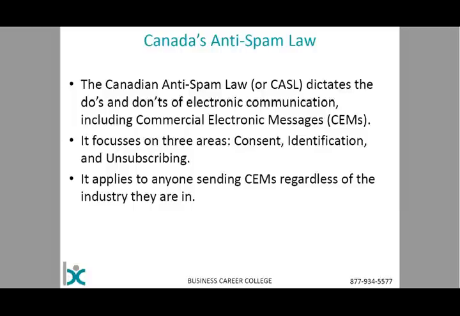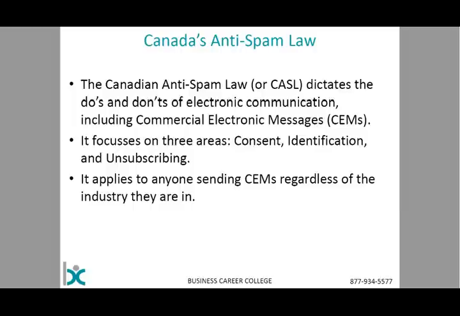When we look at electronic communication, CASL regulates this in three areas. The first is consent, which you'll remember from the section on PIPA. Consent is a little bit different in this area, but the basic premise is still the same. The second area is identification, and then the third area is unsubscribing. Consent and unsubscribing are both to deal with whatever the customer's requests are under CASL. Identification is about the information you as a business have to provide in your electronic messages.